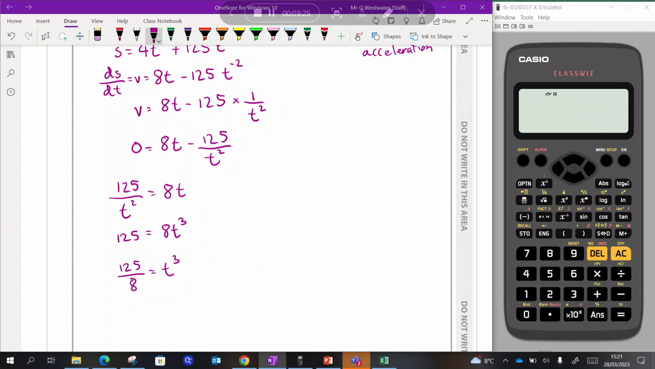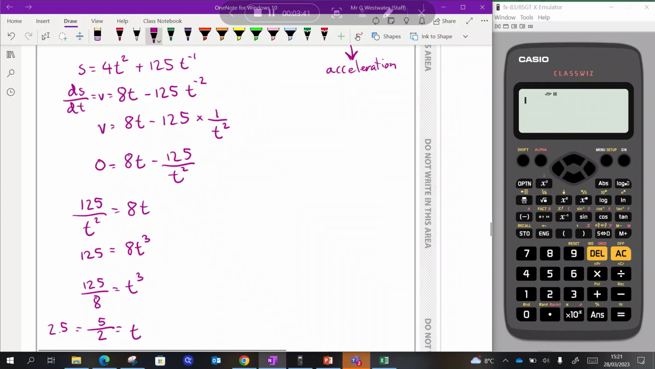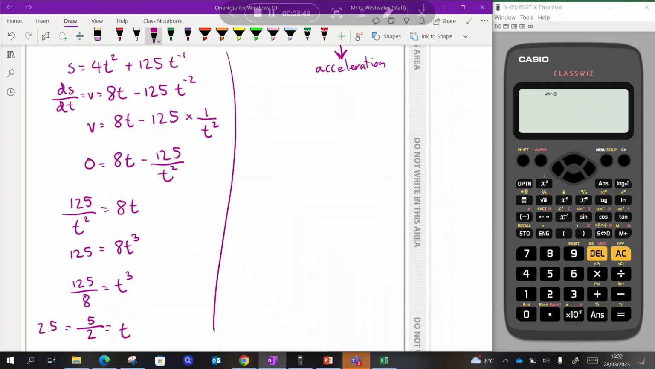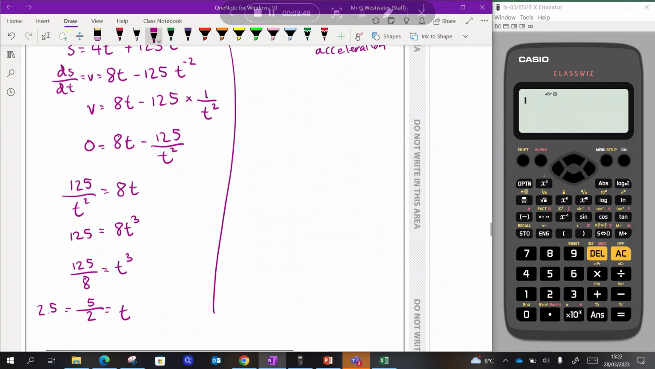Now I can cube root both sides to find t. The cube root of 125 is 5, the cube root of 8 is 2. So t is going to be 2.5. And so all we need to do now, and again I'm going to draw my line down the middle, is substitute this value into my original equation.